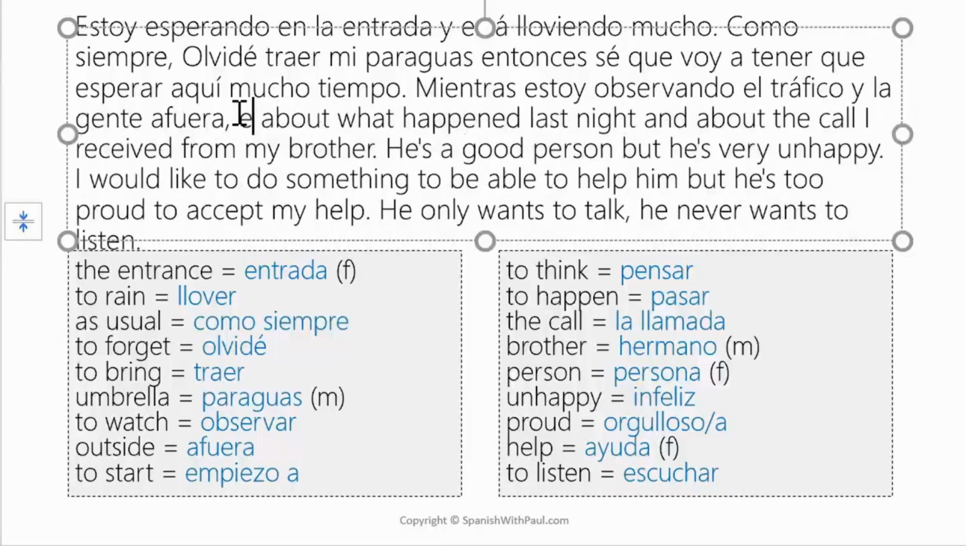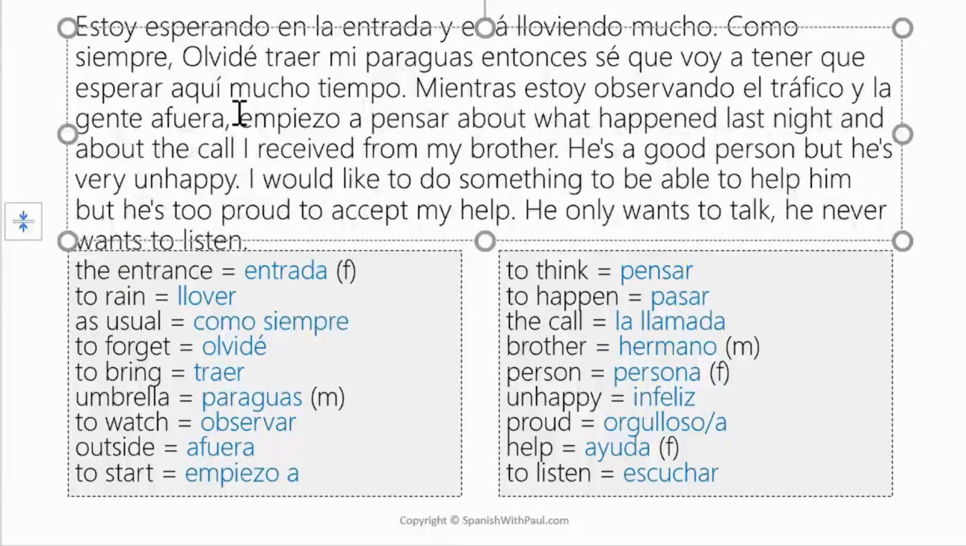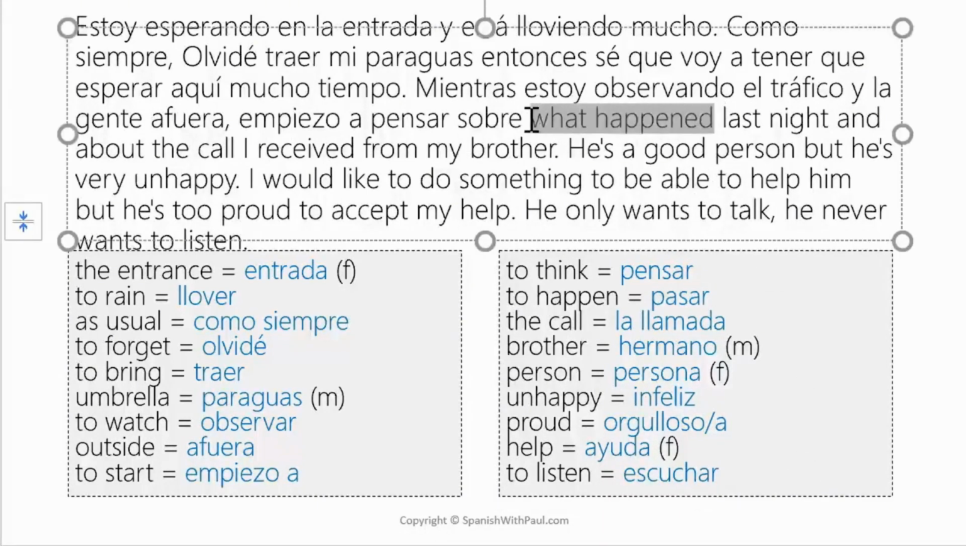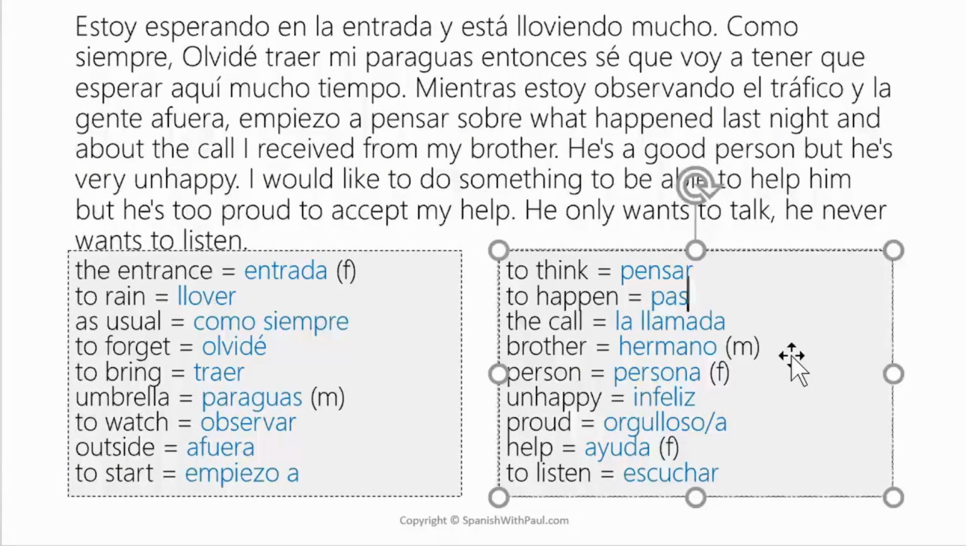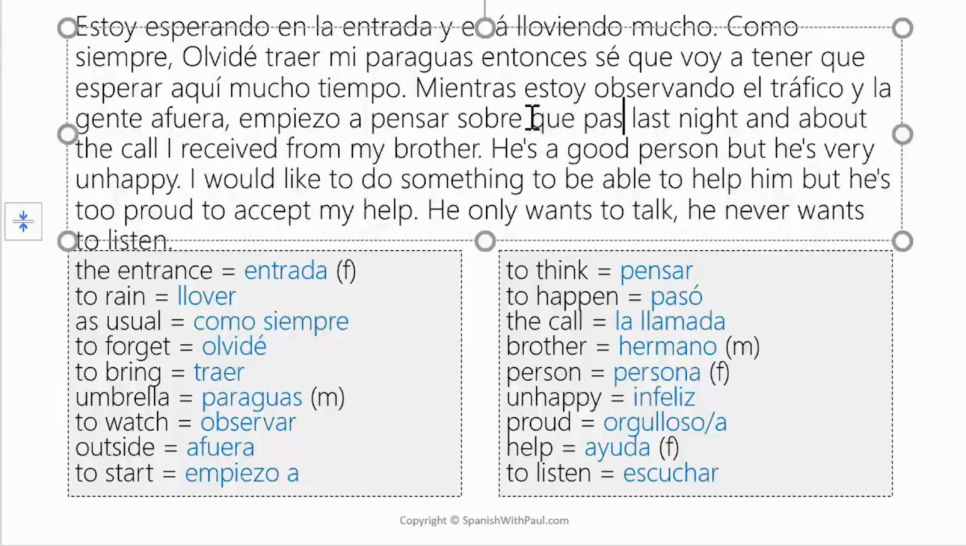We've got our M here. Here for about, you could say de, sobre. Let's go with sobre. Now, what happened? To happen is pasar. And this is an action in the past. It's the simple past because it's over. This thing happened. So in the simple past, this would go to pasó. And then it will be ¿qué pasó? What happened? Sobre ¿qué pasó?